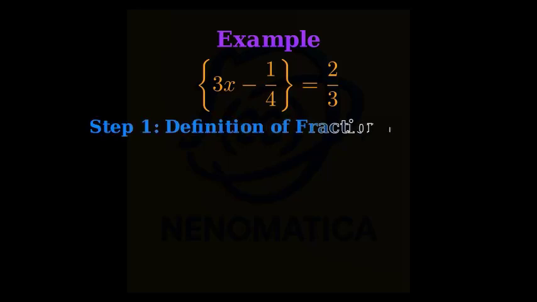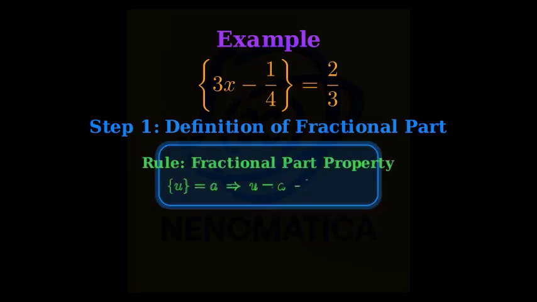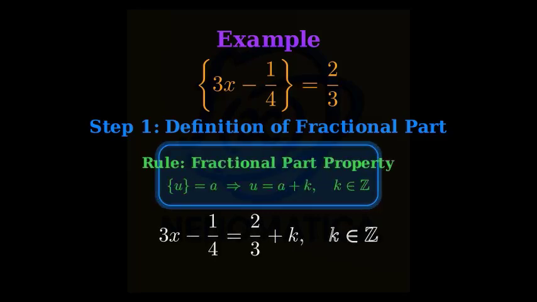Example. We will solve a fractional part equation step by step, making each algebra move clear and visual. Step 1. Use the definition of the fractional part. If the fractional part of u equals a, then u equals a plus K, where K is any integer. We apply that to the expression 3x minus 1/4 equals 2/3 inside the braces. So 3x minus 1/4 equals 2/3 plus K, with K an integer.